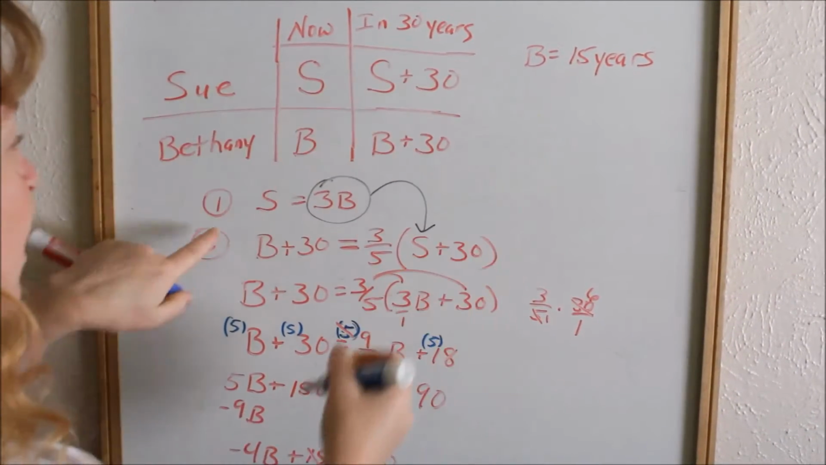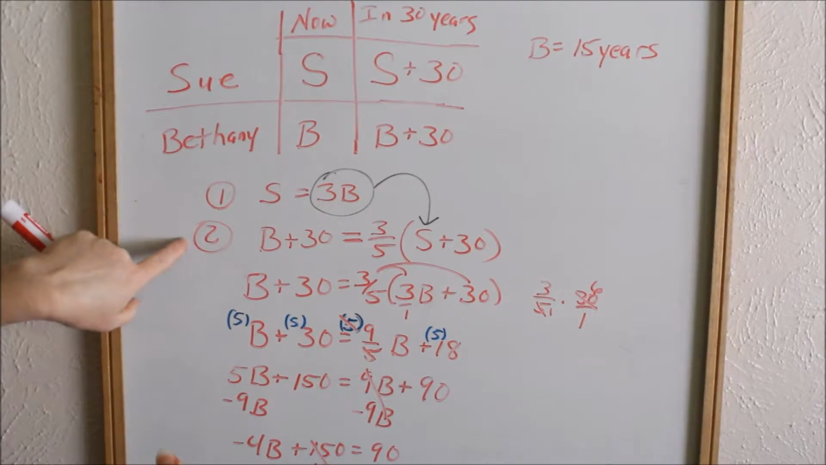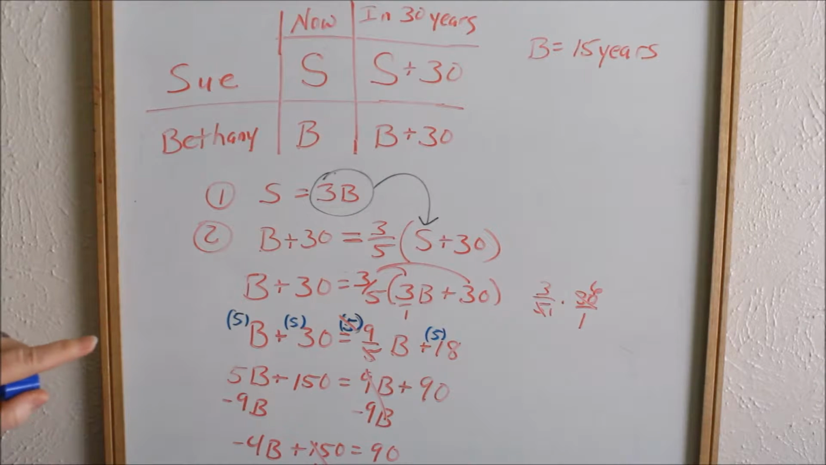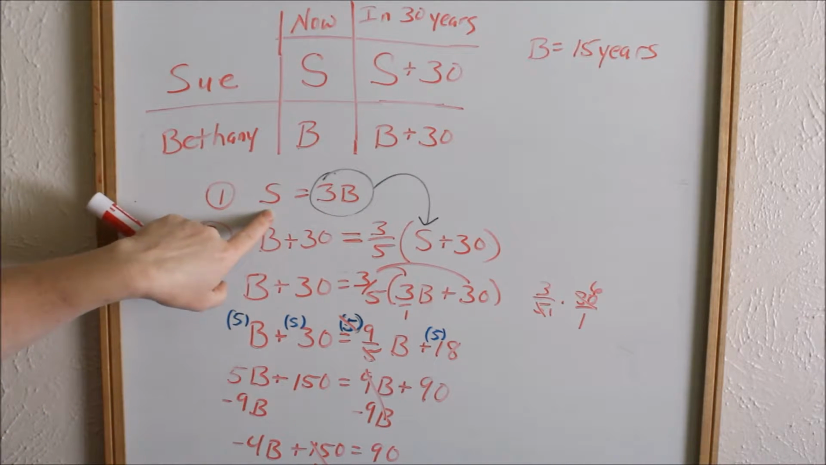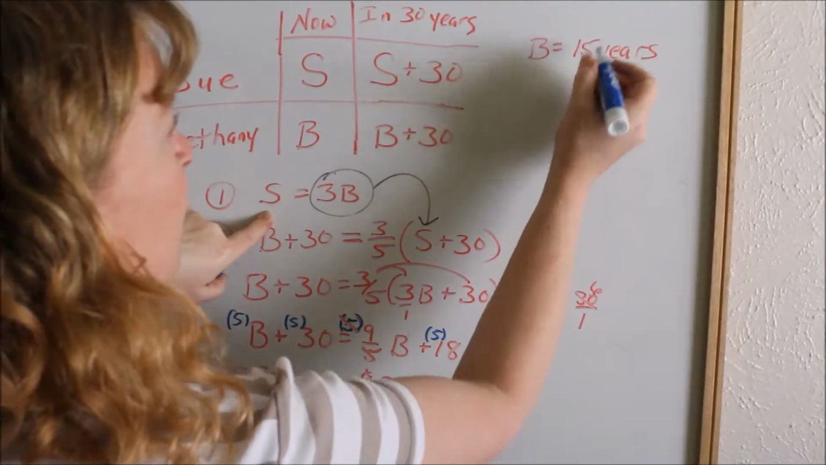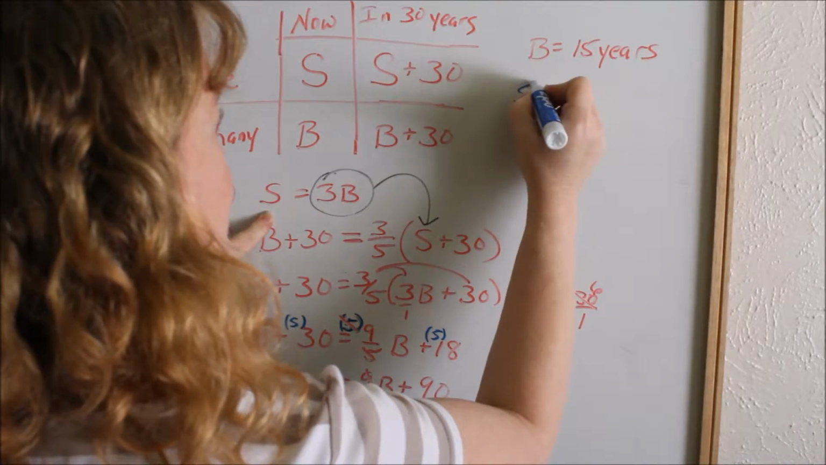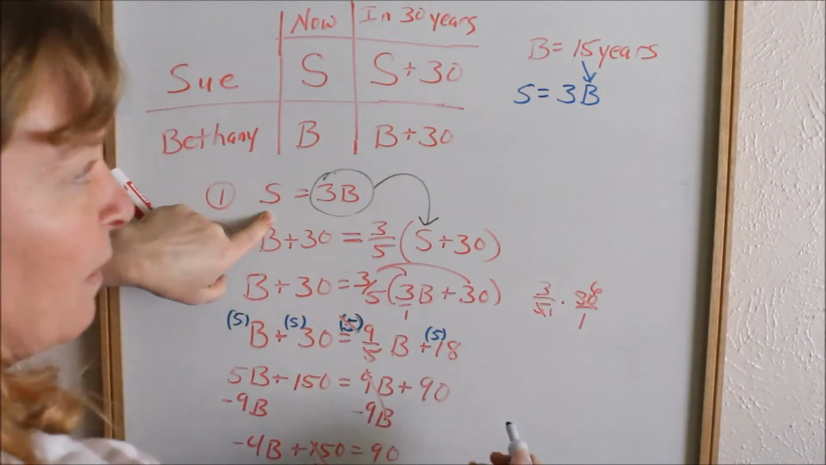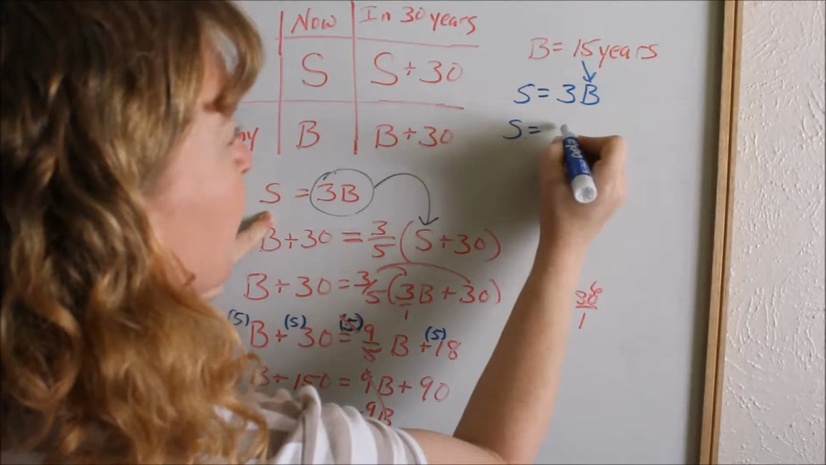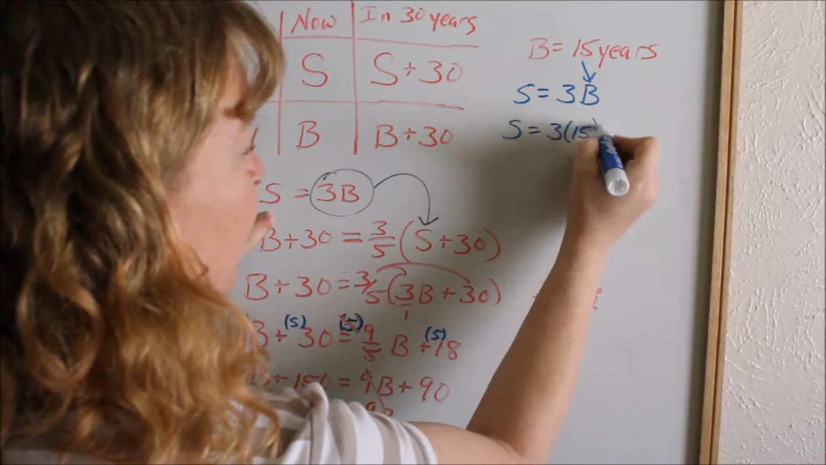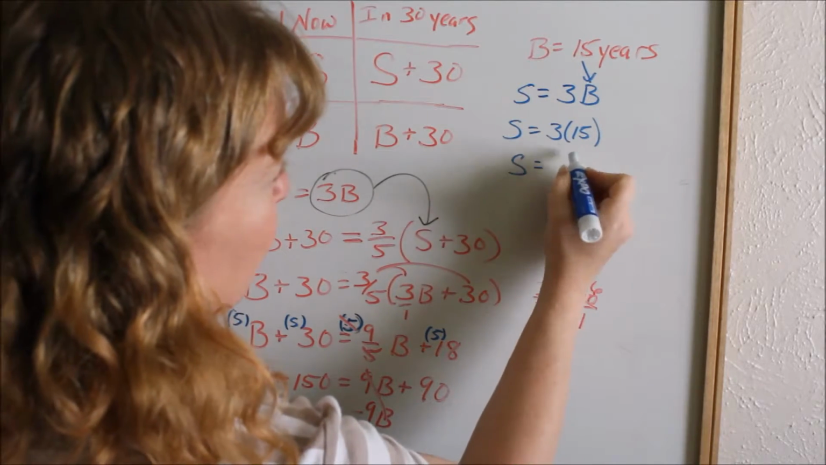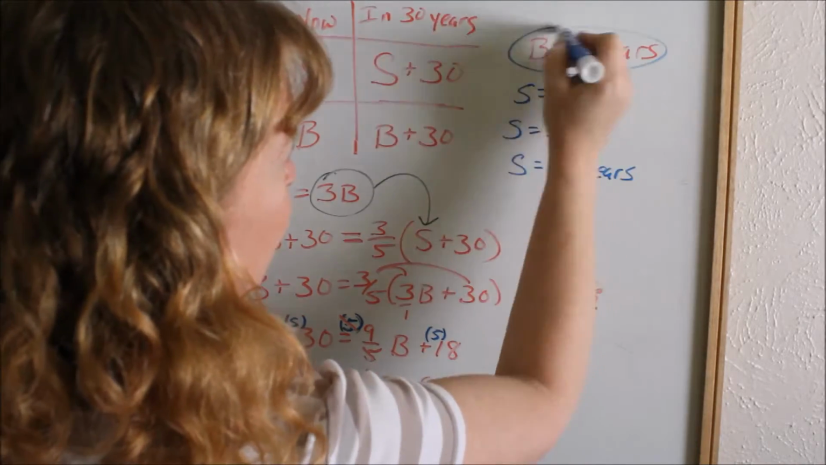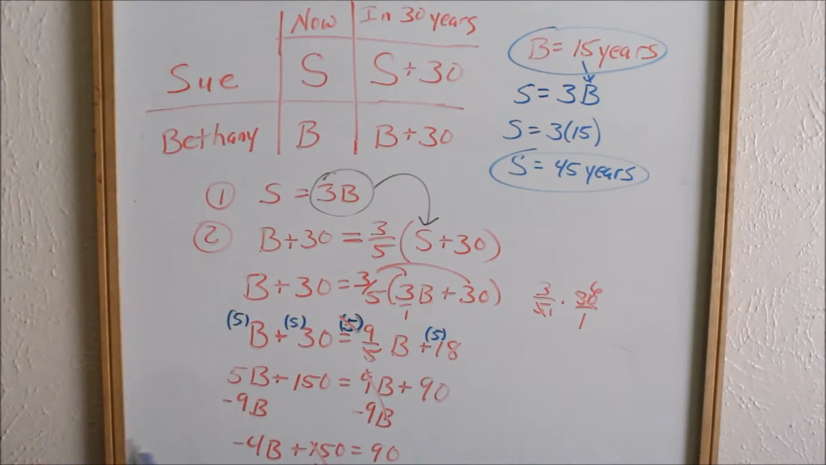Once you know one of your unknowns, you go back to one of your equations and plug your B in and solve for S. I would pick this equation to go back and substitute into. So here was my equation, S equals 3B. So I'm going to take this and plug that in for B, because Sue is 3 times the age of Bethany, which means Sue is 45 years old. So now we know how old each person is now.